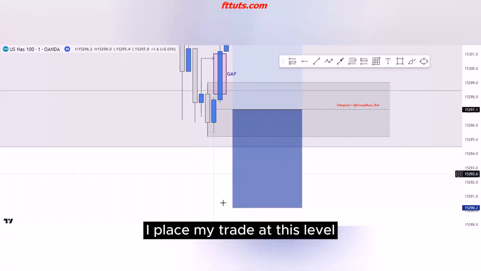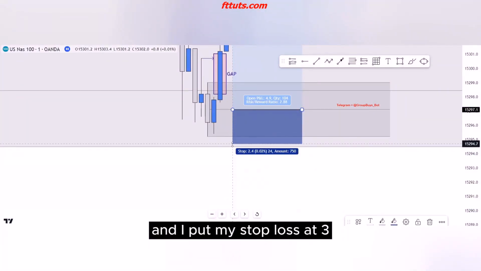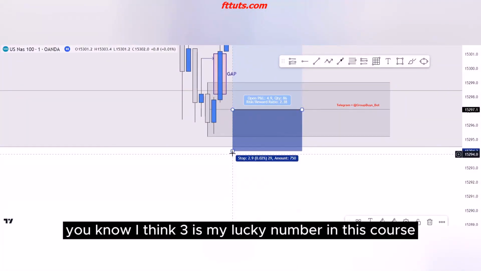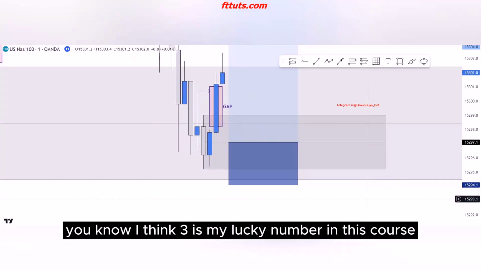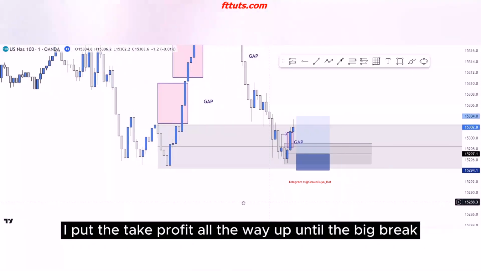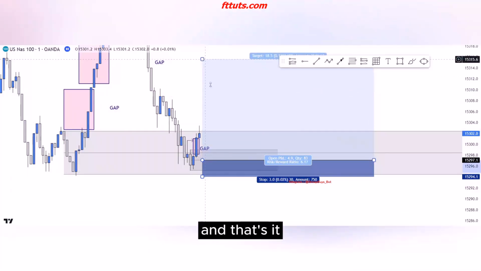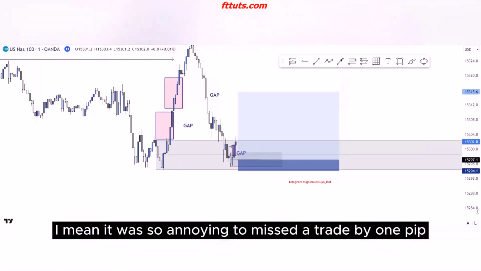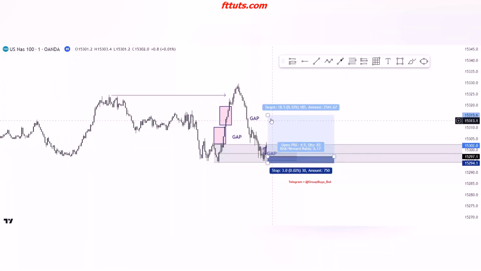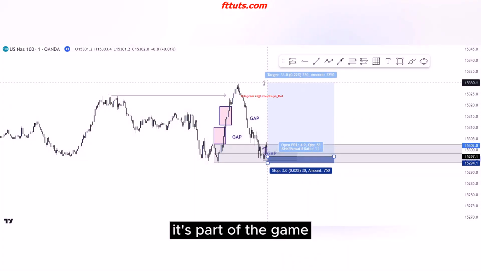I placed my trade at this level, and I put my stop loss at 3. You know, I think 3 is my lucky number in this course. I put a take profit all the way up until the big break, and that's it. I mean, it was so annoying to miss a trade by 1 pip, but you know, it might happen. It's part of the game.